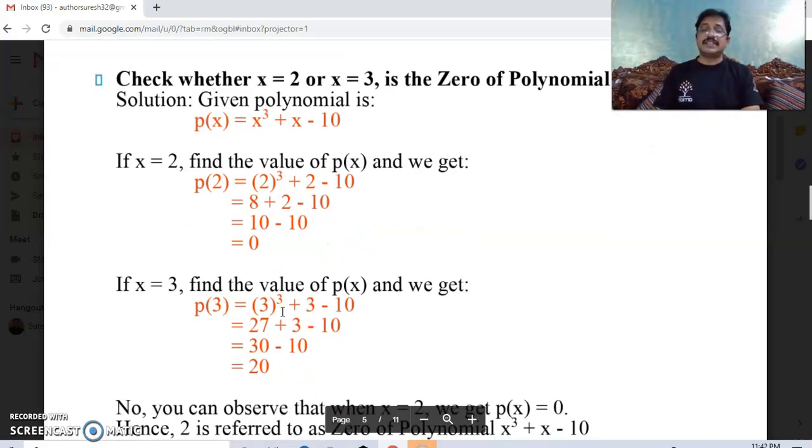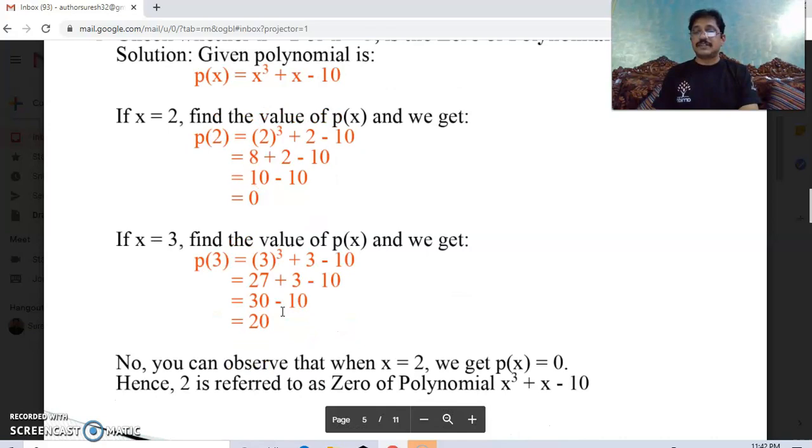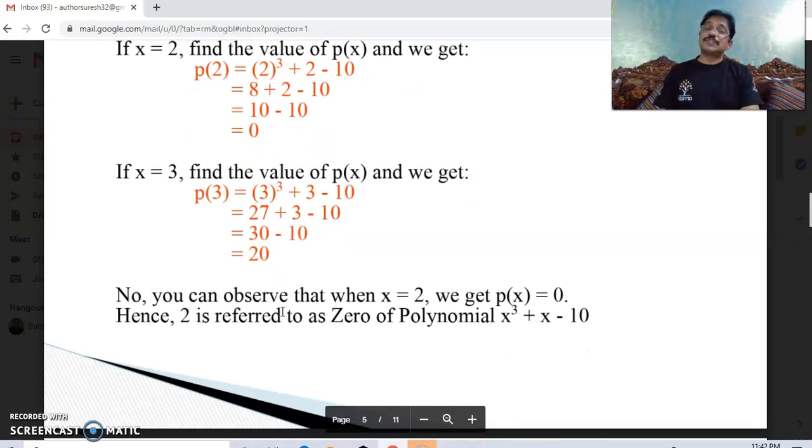For x equal to 3, it is p of 3. Then 3 cube plus 3 minus 10. 3 cube, as you know, is 27, plus 3 minus 10. 30 minus 10, which is 20. Clear? Okay. So x equal to 2, then p of 2 equal to 0. So x equal to 2 is a zero of the polynomial. For x equal to 3, p of 3 is 20, which is not equal to 0. So it's not a zero of the polynomial.